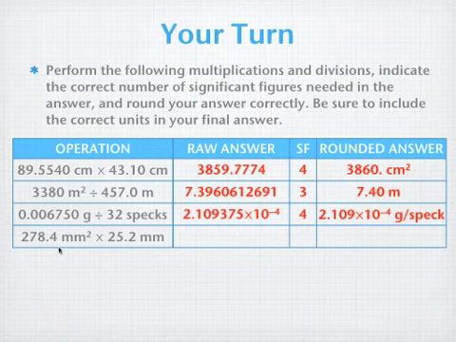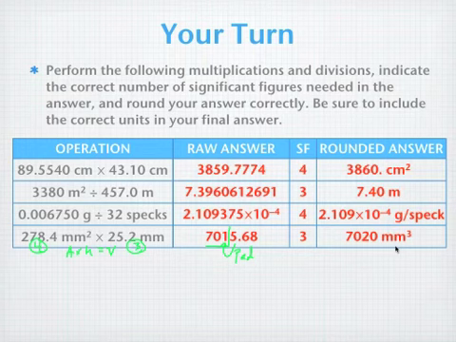In this last example, we have 278.4 millimeters squared times 25.2 millimeters. This is like an area times a height to give us a volume. When we do the math, we get 7015.68. We have 4 significant figures here. We have 3 significant figures here. So that means we only can report this to 3 significant figures. The 5 rounds the 1 up. Because we're throwing away this 5, don't forget to pad that with a 0. 3 significant figures. We round this to 7020 millimeters cubed. Remember, this is a volume now, and this is our 3 significant figures. This is just a magnitude 0 to make sure that we read this as 7020.